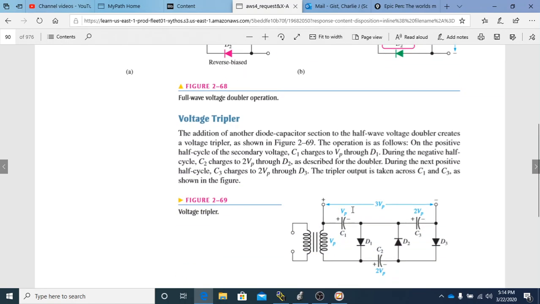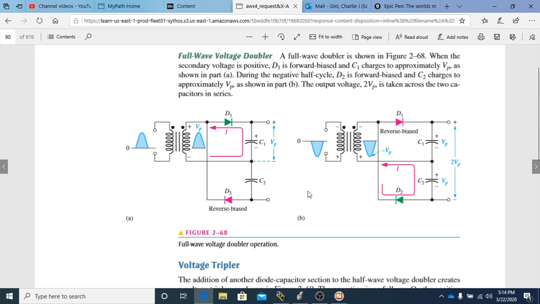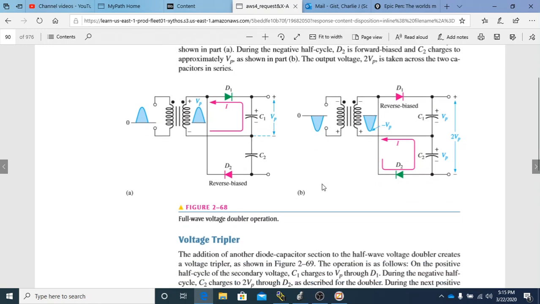So it's going down to a voltage tripler. As you get into these, just continue to look at how they're set up. One of the key things is that on a voltage tripler, you have 3 diodes and 3 capacitors. If you see a voltage doubler, you see 2 capacitors and 2 diodes. The full wave voltage doubler is not too much different from the half wave, but it is different. And that's all you need to learn: how do you differentiate the two.